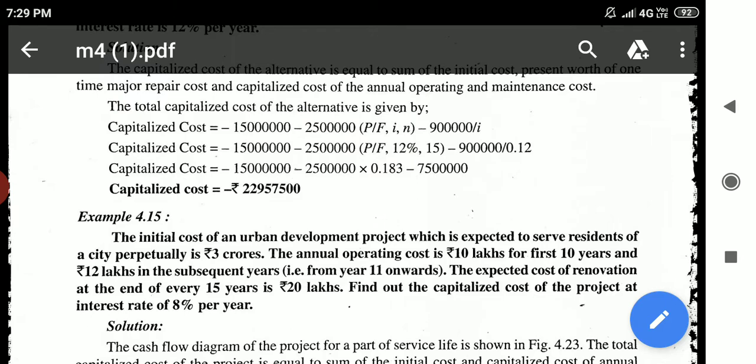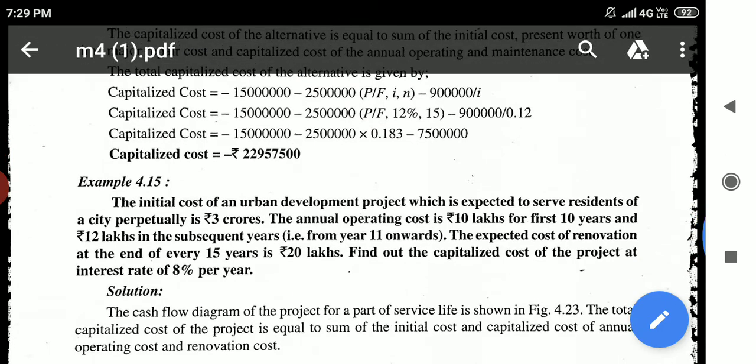So the capital cost is, obviously, in rupees, 2 crore 29 lakh 57,500 rupees. The capital cost is expensive.